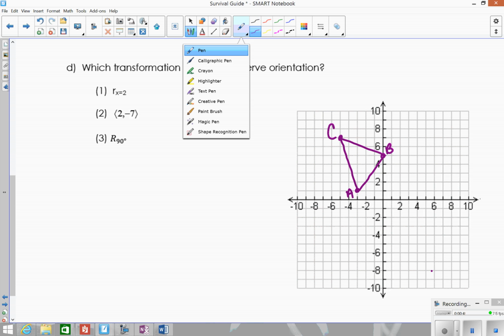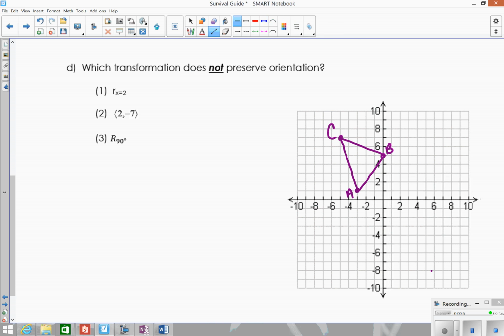Then I'm looking at the line that I'll be reflecting over, which is the line x equals 2. So I'm going to go ahead and draw that line. X equals a number, remember, is a vertical line. Every point on this vertical line has an x value of 2, and the y values are changing. So this is going to be my line of reflection, the line x equals 2.